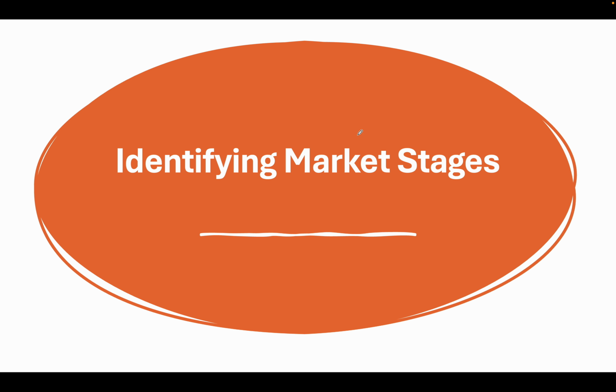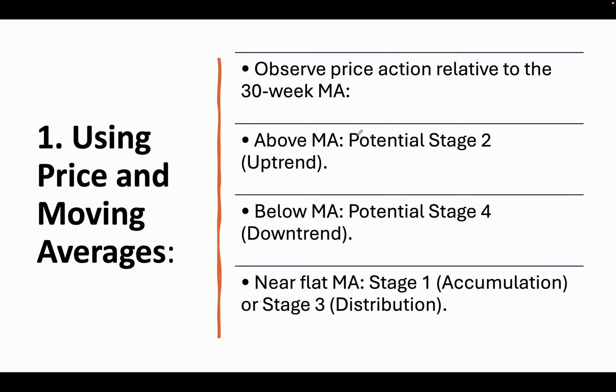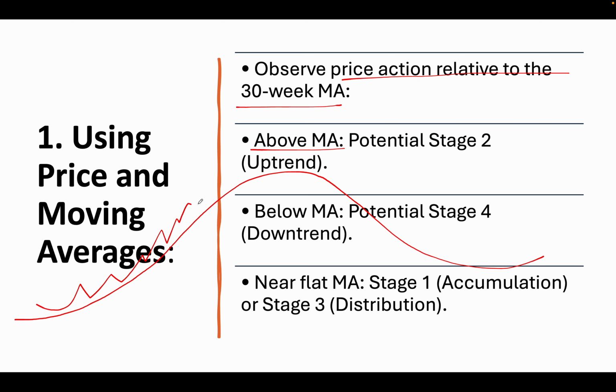So how do you identify these market stages? Clearly, number one, observe price action relative to the 30-week EMA. So let's say this is your 30-week EMA, and if price is above the EMA or simple moving average, so the price is here, it is uptrend. If price is below, then it is downtrend. So this is stage 2, this is stage 4.